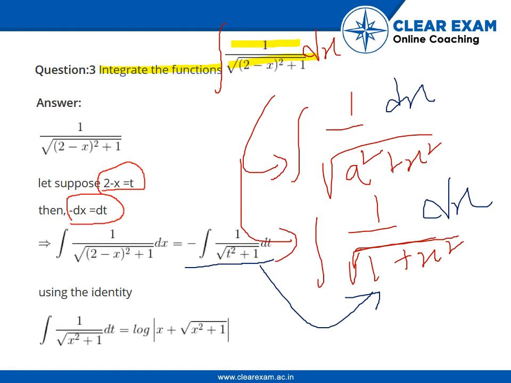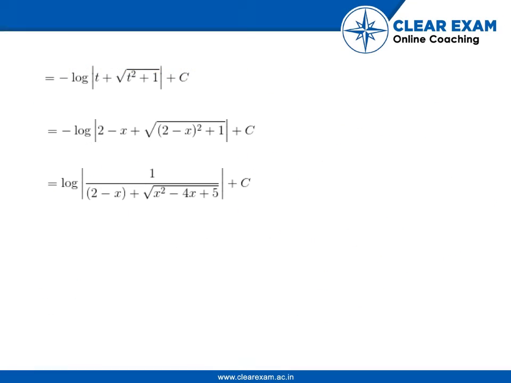As we know that integration of 1 upon root x square plus 1 dx with respect to x is log of modulus x plus under root x square plus 1. So we are going to use this identity here and find our integration. Now moving to the next slide. So we have our integration as minus log t plus under root t square plus 1 plus c.